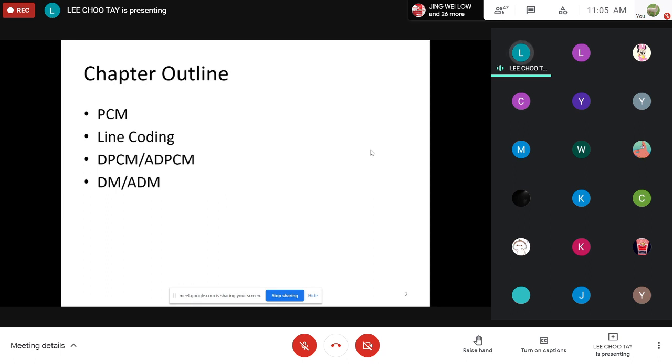So this chapter basically will cover four major topics. The first one is PCM, second is line coding, the third one is DPCM, ADPCM, and the fourth is the DM and ADM. All right, PCM stands for, what is PCM? Pulse code modulation. You learned PCM, right, from your previous chapters. All right, then we're going to move on to take a quick look at the differential PCM and also adaptive differential PCM, followed by line coding and also delta modulation and adaptive delta modulation.